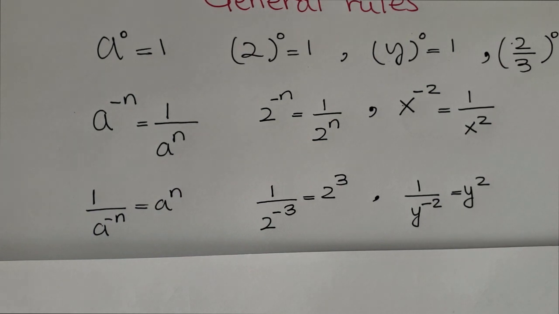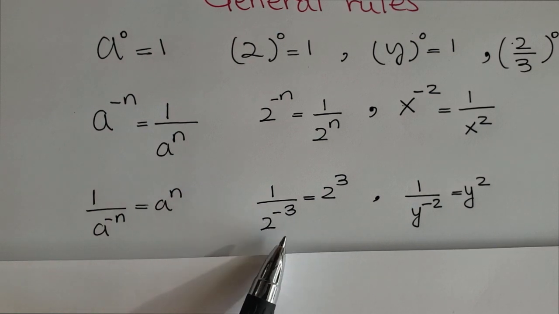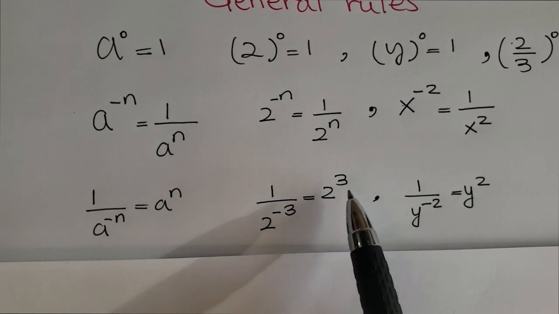Okay, so I brought 2 examples. 1 over 2 to the power negative 3. So the exponent is negative, so it turns into 2 to the power 3.